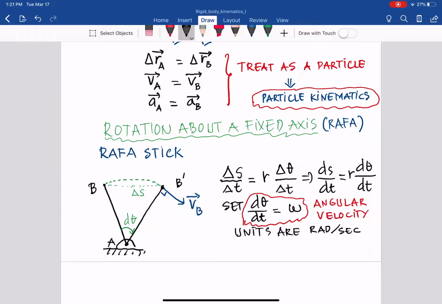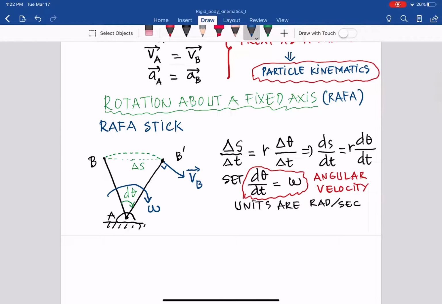So if the body rotation in this case is clockwise motion, then the omega is also clockwise motion. Let me show that here. Omega, the angular velocity, will be clockwise motion if the body rotates in clockwise motion. So it will be consistent with the motion with the angular velocity.